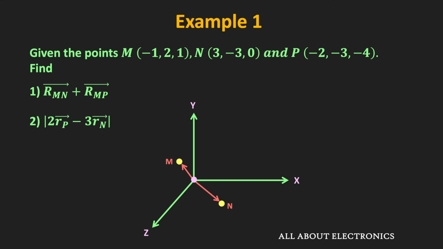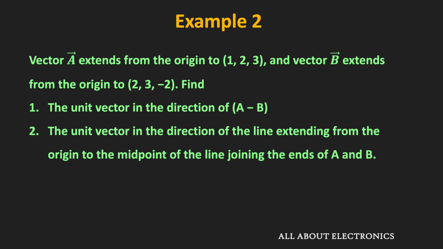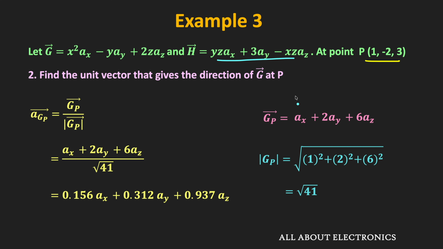So I hope through these examples you understood if we have been given some points in the Cartesian coordinate, then from that, how we can find the position vector, distance vector as well as the unit vectors. And moreover, you also understood that if we have been given some vector field, then how we can find the unit vector at the specific location. So now in the next video, we will learn about the dot product and the cross product.